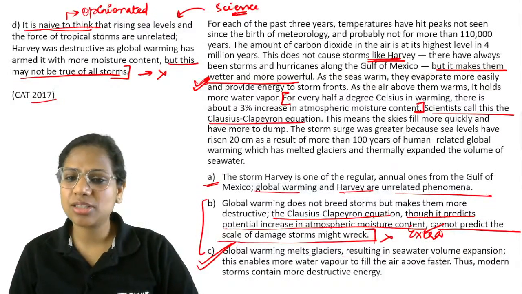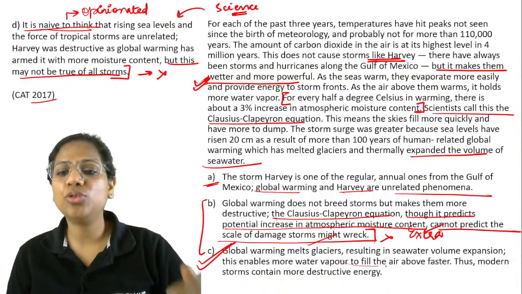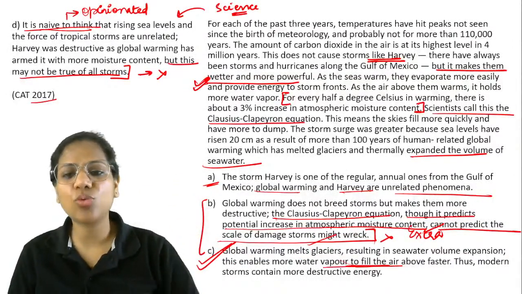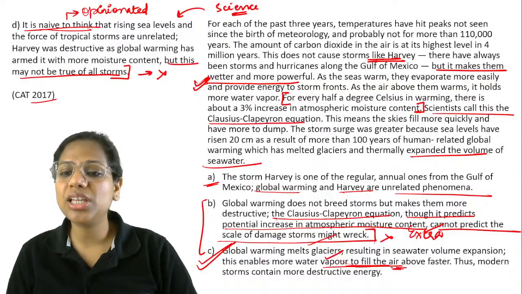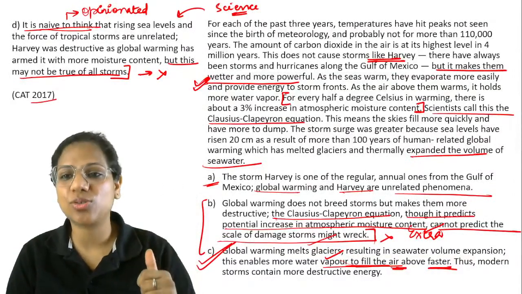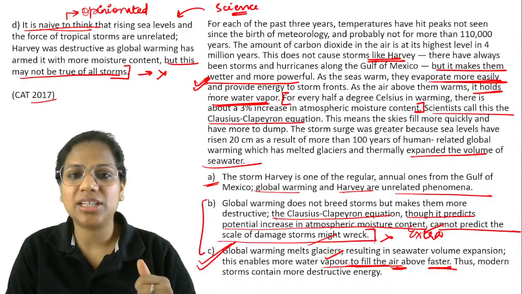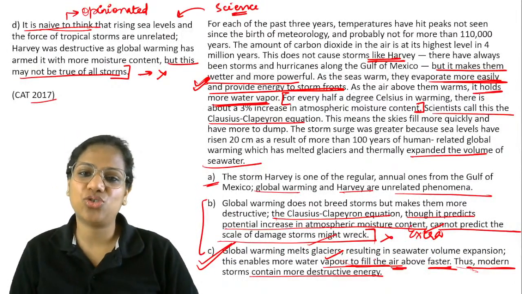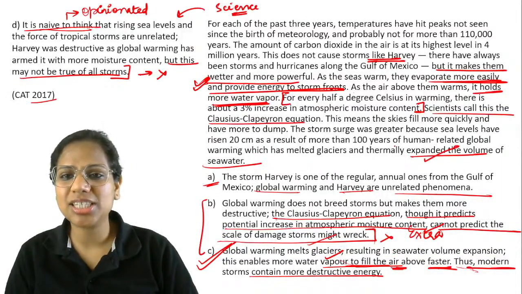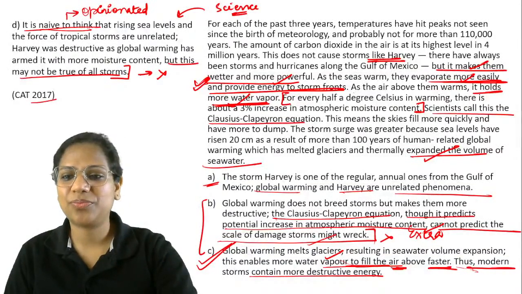Global warming melts glaciers. Correct. Resulting in seawater volume expansion. Something that we have stated towards the end. This enables more water vapor to fill the air above faster. So there is more water vapor. When the seawater volume expanded, more water vapor fills the air above faster. Yes, and the speed also. So it holds more water vapor, right? And they evaporate more easily and provide energy to storm fronts. Thus, modern storms contain more destructive energy. So we had to combine this with these key ideas that were present in the paragraph.